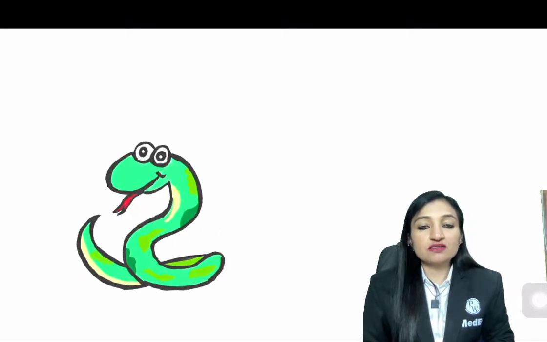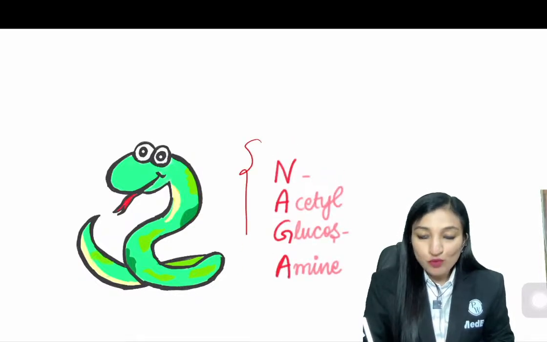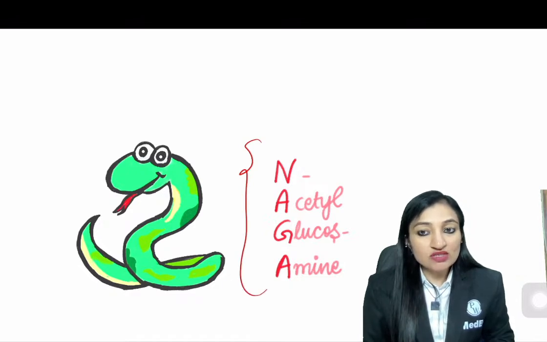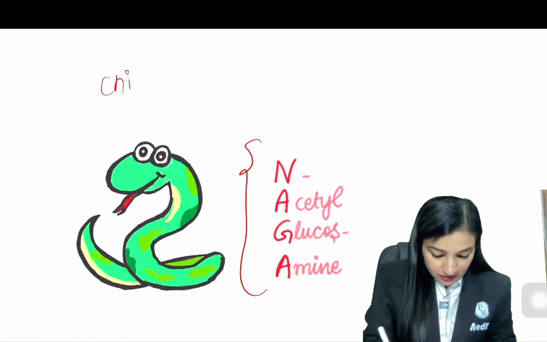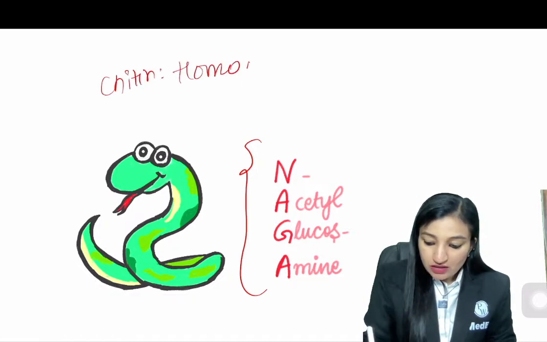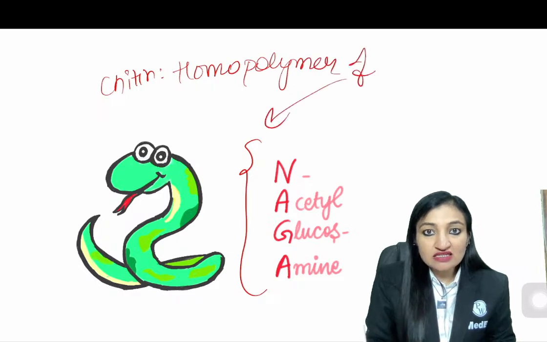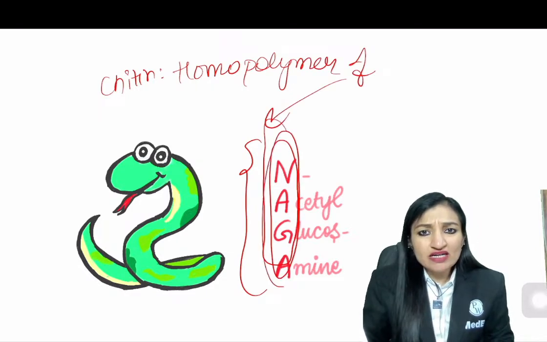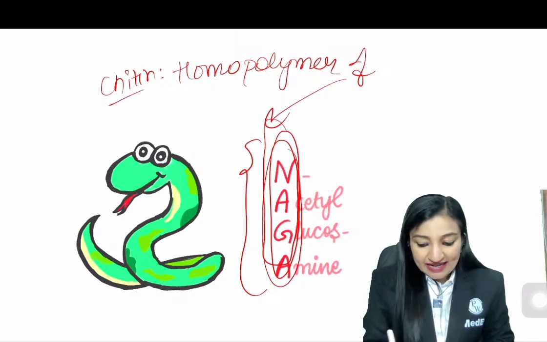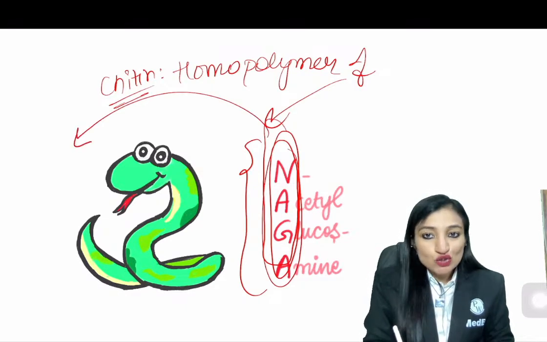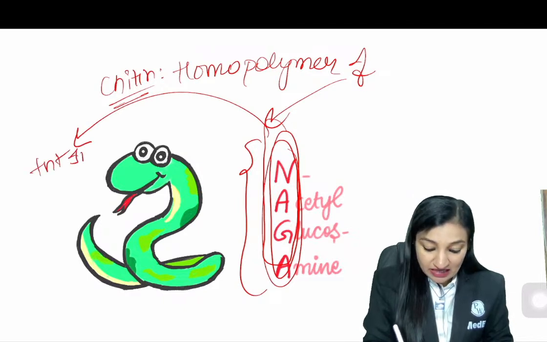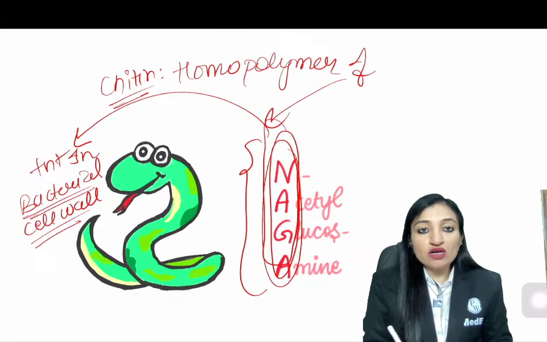Okay, guys. Chitin is nothing but a homopolymer of N-acetyl glucosamine. So chitin is a homopolymer of NAGA, that is N-acetyl glucosamine. Have you heard NAGA anywhere else also? Chitin is there in the fungal cell wall. NAGA is also present in the bacterial cell wall. Bacterial cell wall is peptidoglycan.